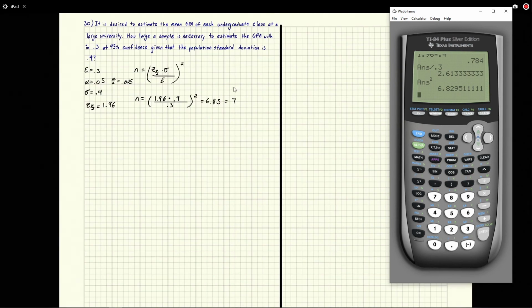So we would say that you need a sample size of 7 in order to estimate with a 95% confidence level the mean GPA of each undergraduate class at a large university. If you wanted to write that all out in words and really show that you know how you're interpreting this, that would be great.